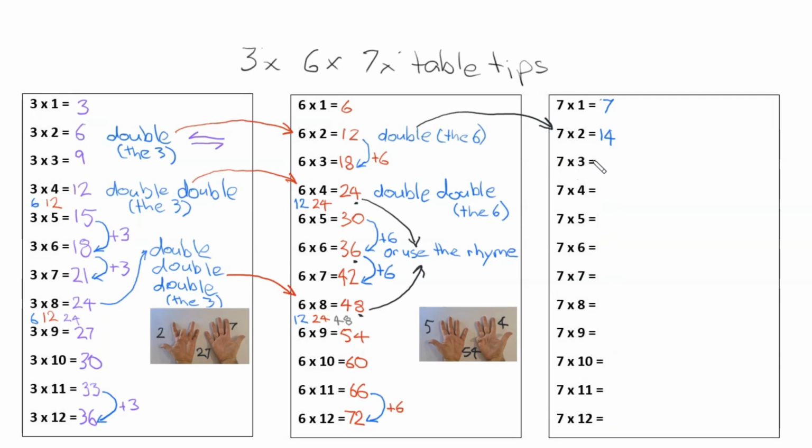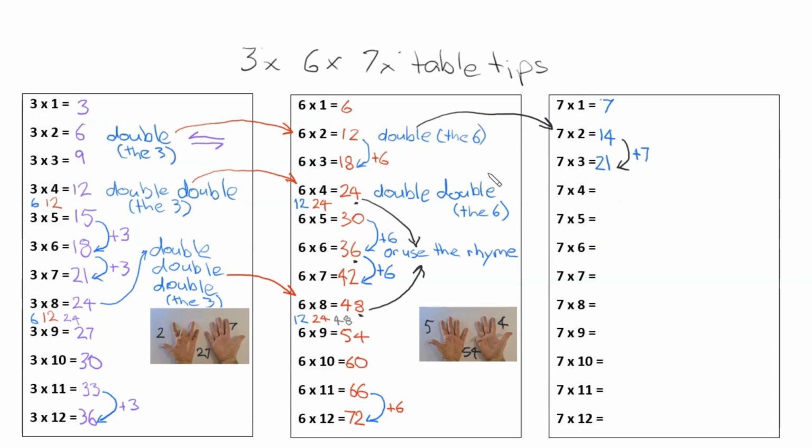7 times 3. Well, we could add one more 7 to 14. That will give us the third group of 7s because we had 2 7s up here, so one more 7, and that gives you 21. Or you could do the counting by 3 song all the way up to 7, and you would also get there.